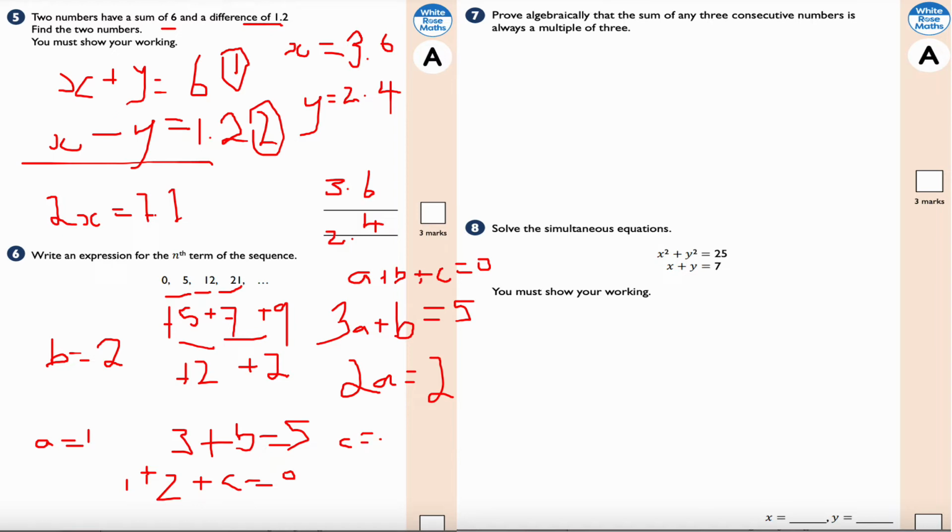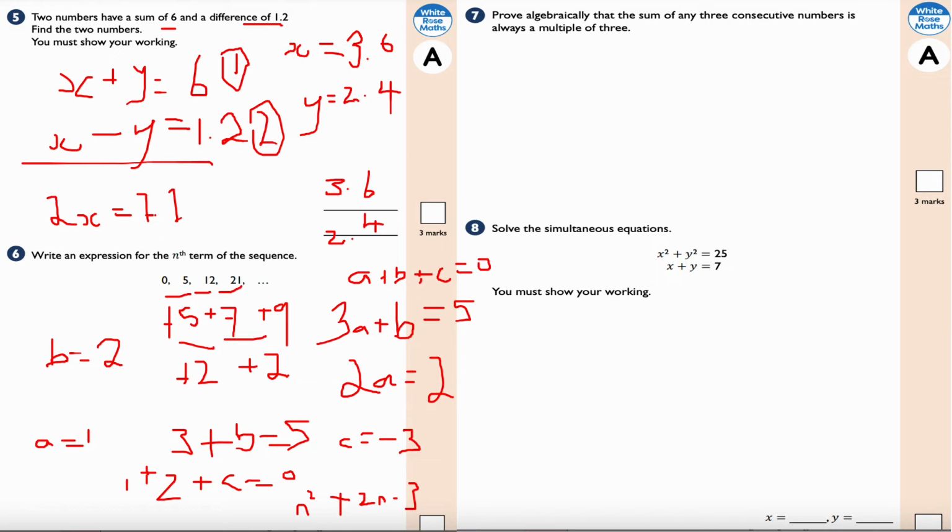So the general rule for my quadratic expression is n squared plus 2n minus 3. Okay, and that will spit out the terms in this sequence, for n greater than or equal to 1.